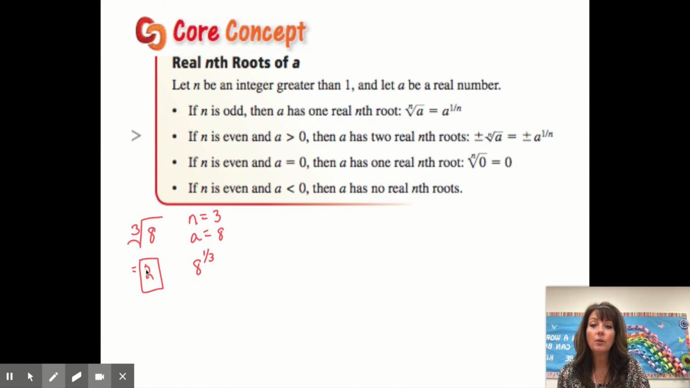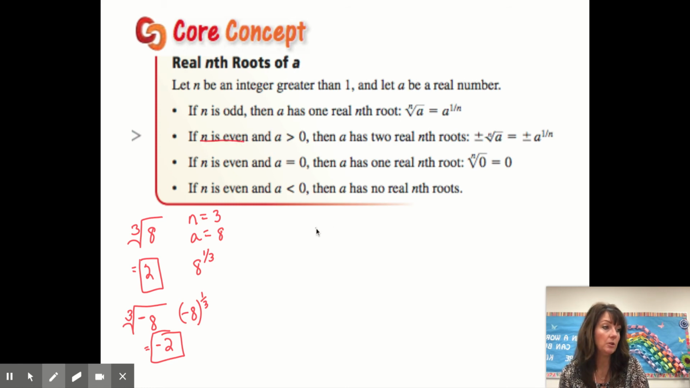In order for us to indicate that we want -2, we would have to change a to be a negative. So when you have an odd index, you can have a negative underneath the radical symbol. The cube root of -8 is like saying -8 to the 1/3 power, and now this solution is equal to -2. That's how we get our -2. But it's very different than when we have the square root, and when n is even.